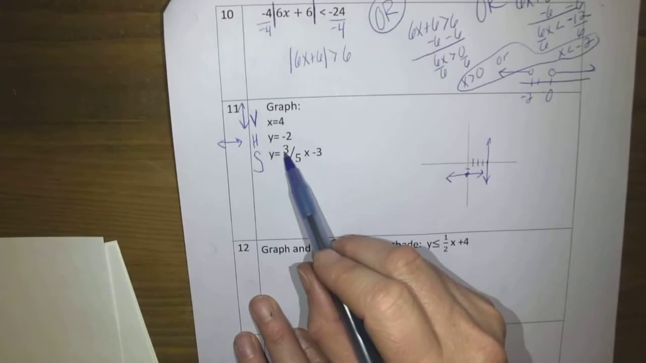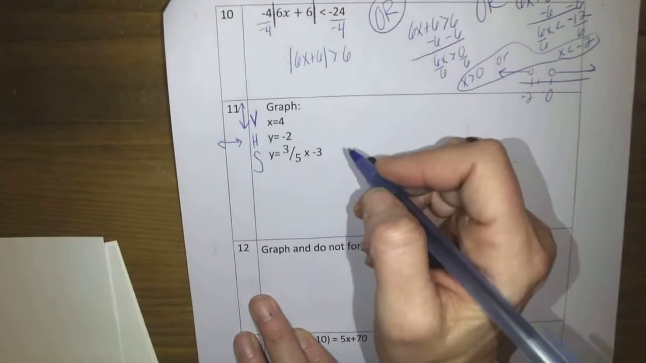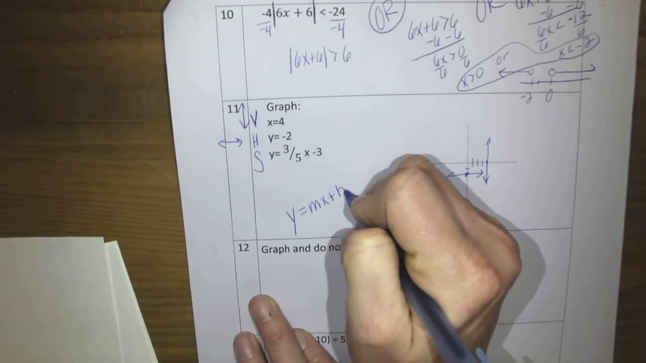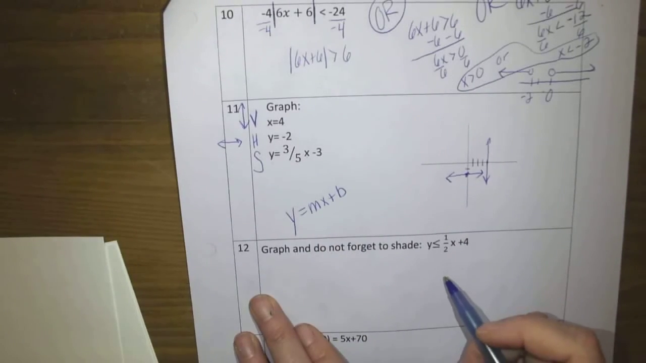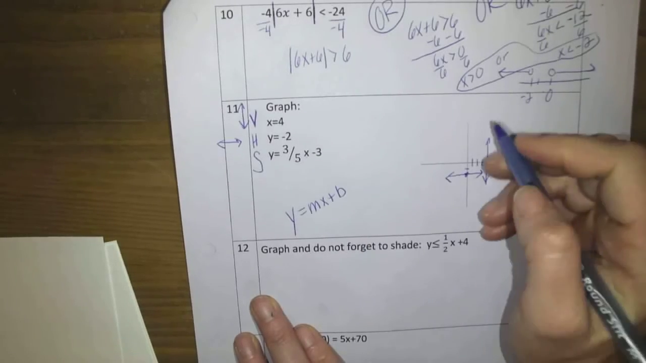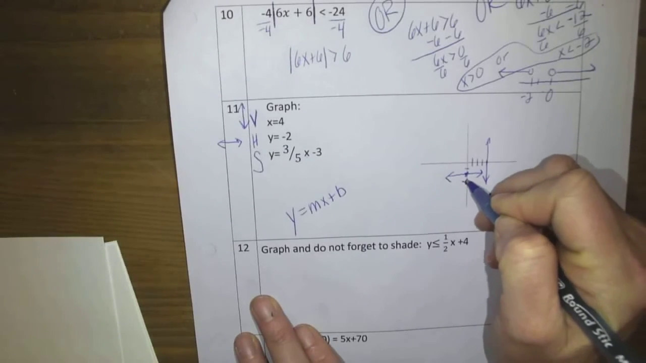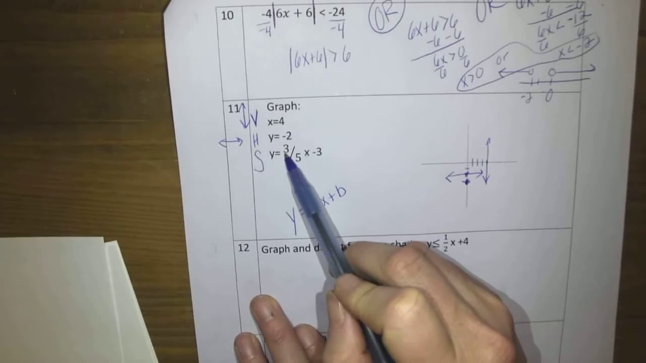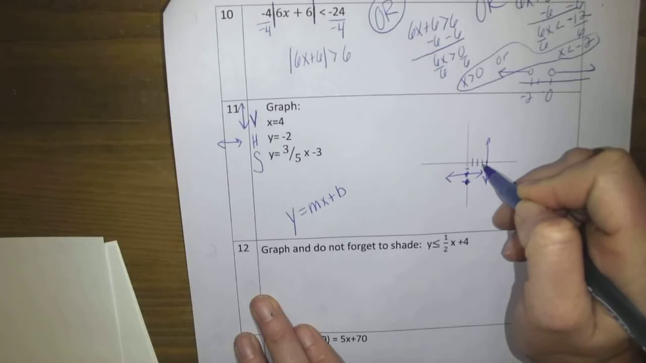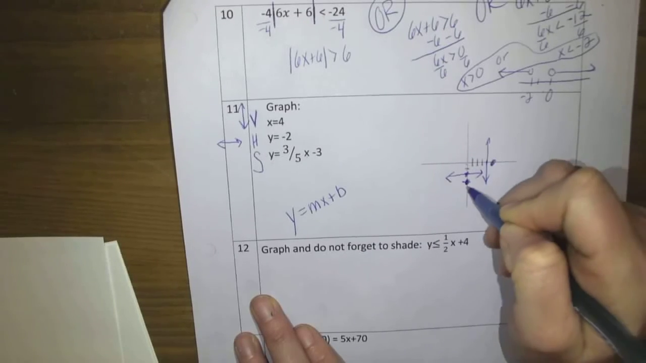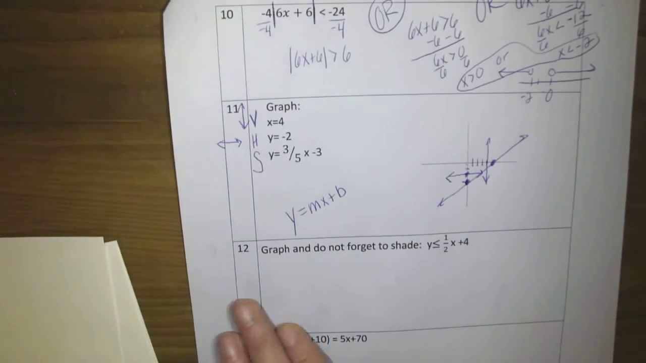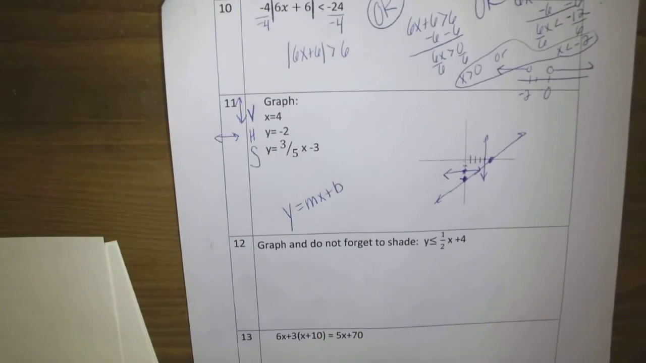Last one here, y equals 3/5 x minus 3. I hope you remember what I call the most important equation from Algebra 1, mx plus b. Y equals mx plus b. Y-intercept is -3. Down 3, put your point. Slope, rise over run. I go up 3 and over 5. And I connect those 2 points to make my slanted line. So that's graphing. That's number 11.